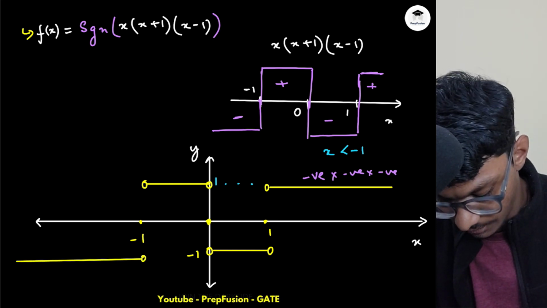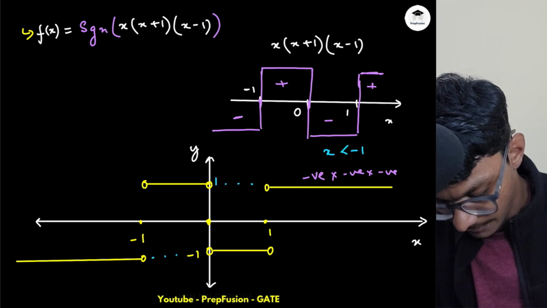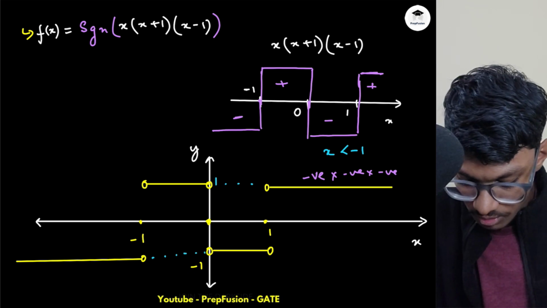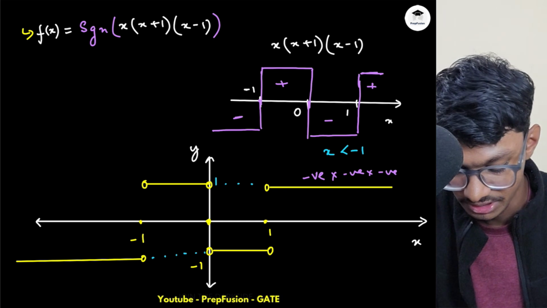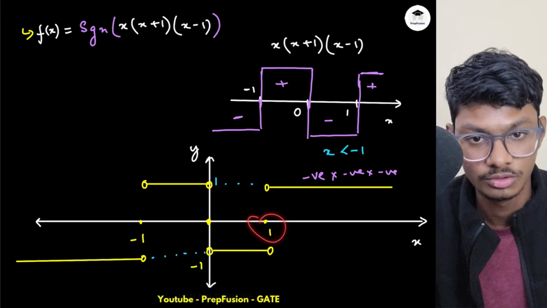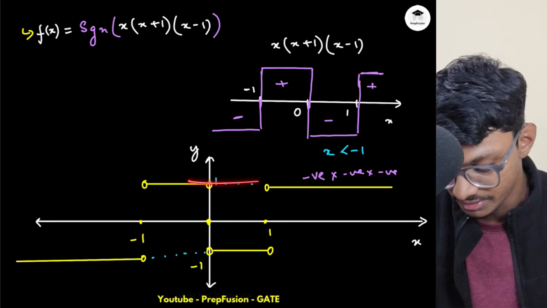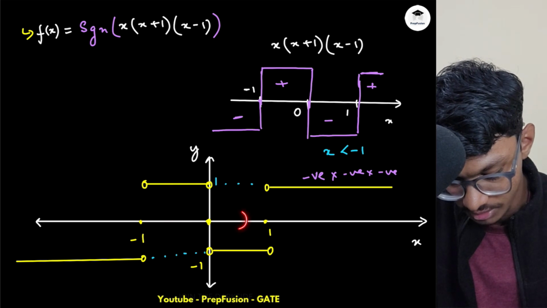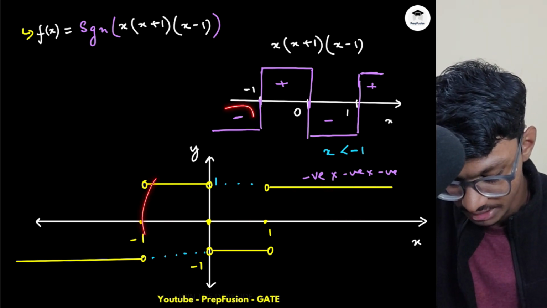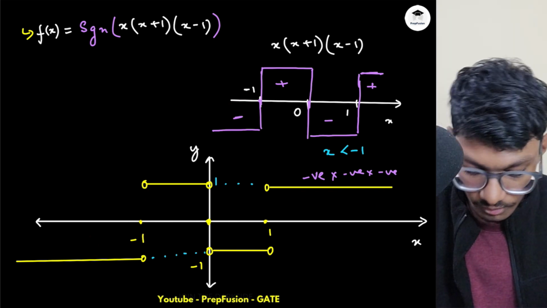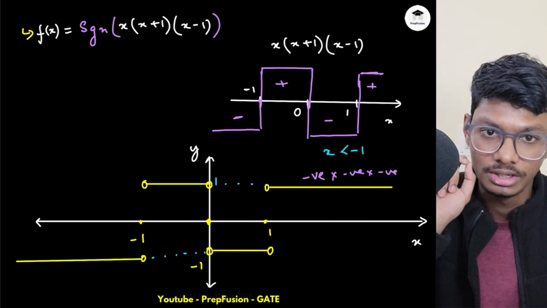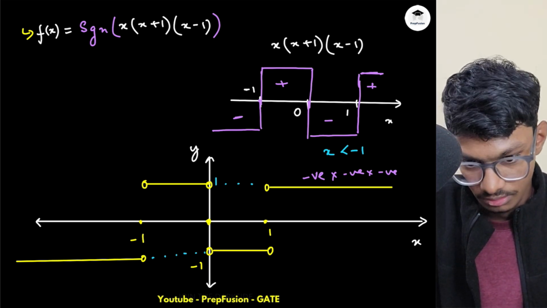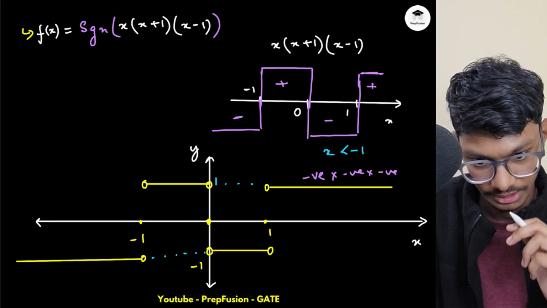Okay, so this is what this is. I hope you understood the graph. These open circles mean they are excluded. This closed circle means they are included. So this is the graph of signum of x into x plus 1. Wherever this is positive, the value is 1, before 0, and after 0 it is slightly negative, then again it becomes positive, and wherever this is negative, the value is minus 1. That is what signum tells us, the sign of the function.